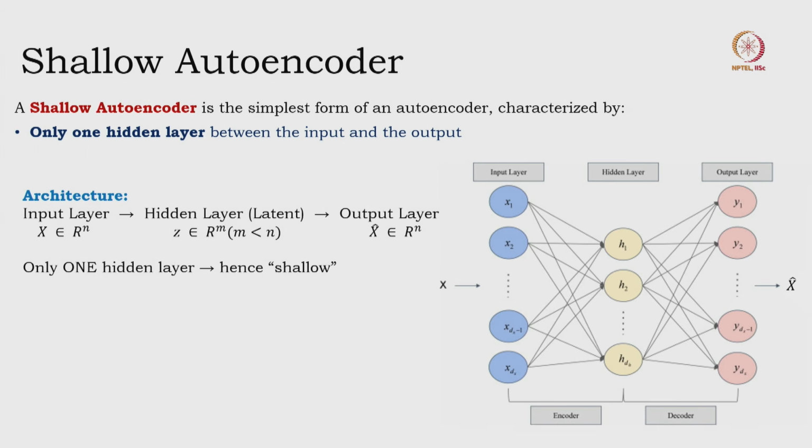So what is a shallow autoencoder? The word itself says shallow. This is where you have just one hidden layer. So when you just have one hidden layer, how does the architecture look? You have an input layer. The input layer is passed to a hidden layer. The output of that hidden layer itself is the latent representation, that is then passed to an output layer. So you just have only one hidden layer between input and output.